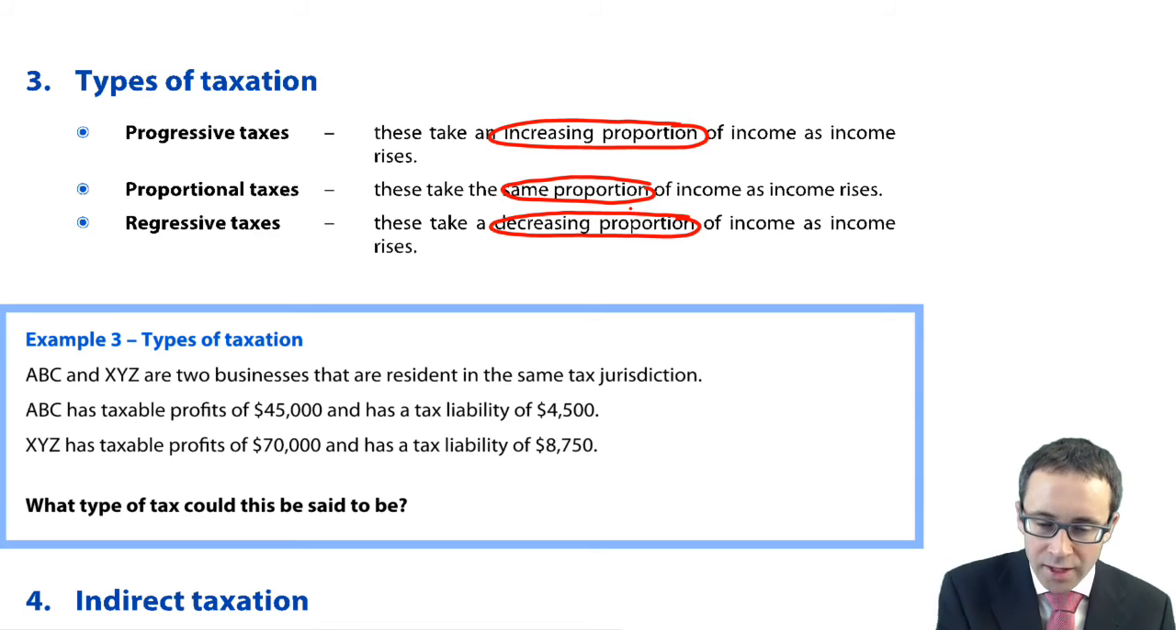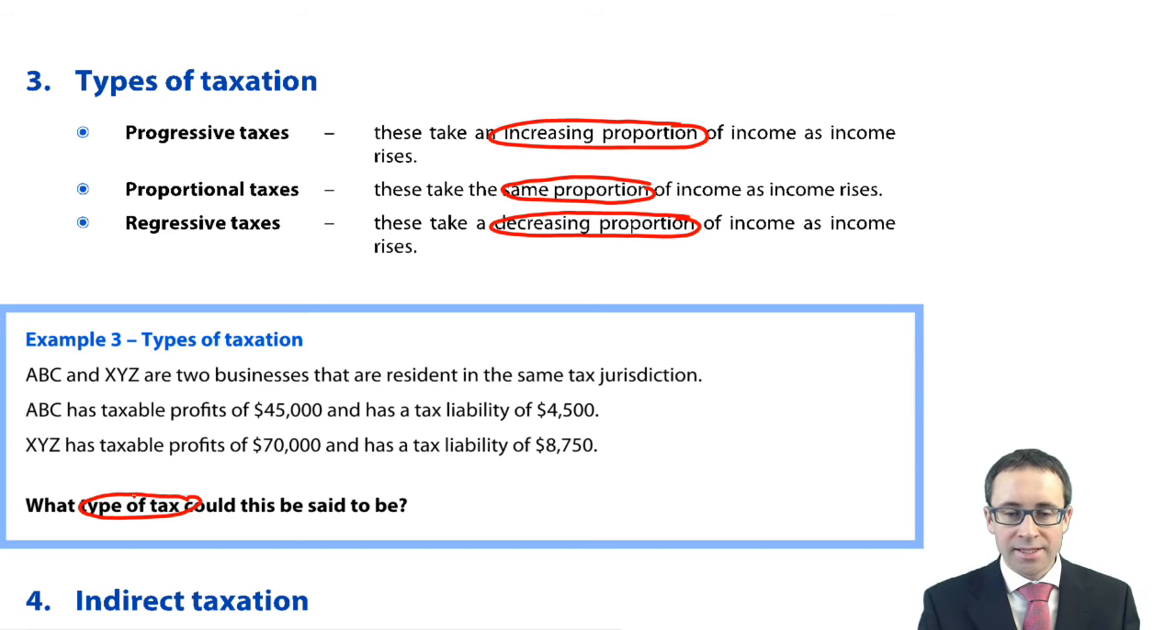The example asks what type of tax this could be said to be. It says ABC and XYZ are two businesses that are resident in the same tax jurisdiction. I think that's key, because then we're applying the same rules to both companies. ABC has profits of 45,000 and a liability of 4,500. And XYZ has higher profits but pays a higher amount of tax. Now, we need to work out the rate of tax to see if it's giving the same proportion, an increasing proportion, or a decreasing proportion. I think you can possibly see it fairly straight away, but let's just check.